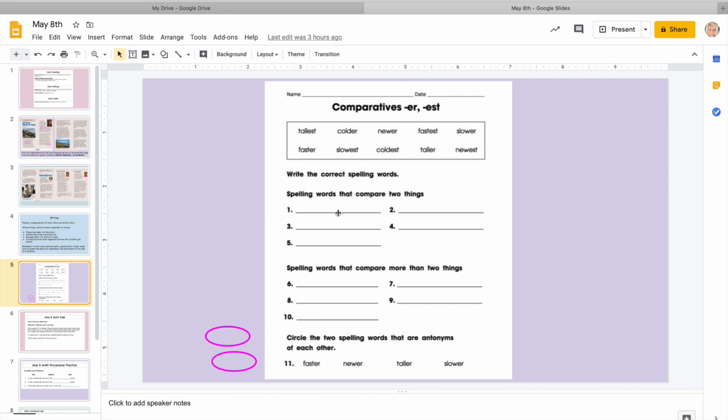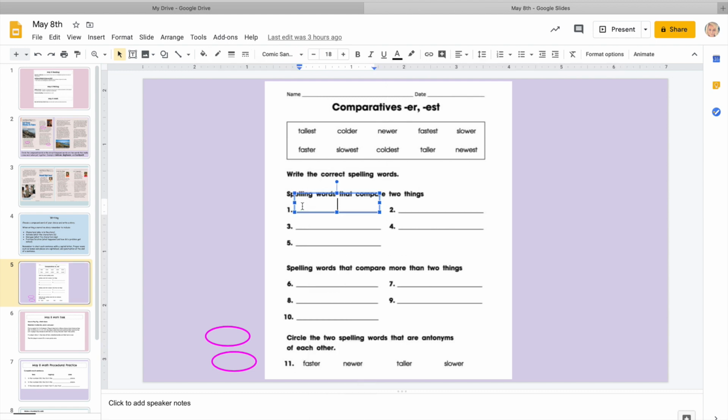Okay, so it would look something like this. You're using these words. I'm going to give you a few examples, and then I'm going to want you to try some on your own. So spelling words that compare two things, like we just talked about, are going to end in ER. I'm going to go up here. The first one is colder, so I'm going to fill in colder here, again focusing on that ER. The next ER word I found is newer, so I'm going to write newer on that line. And you're going to do that with the rest of the words in the box, finding the ones that end in ER and writing them under this column.